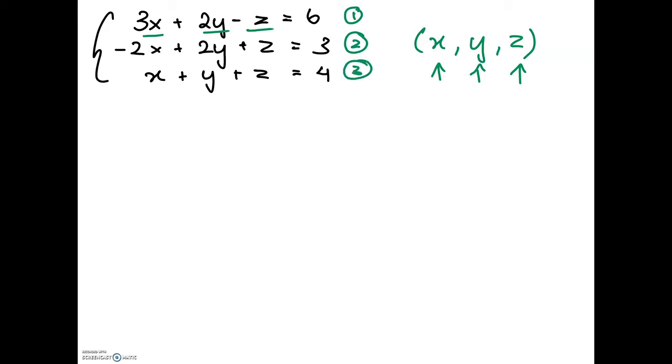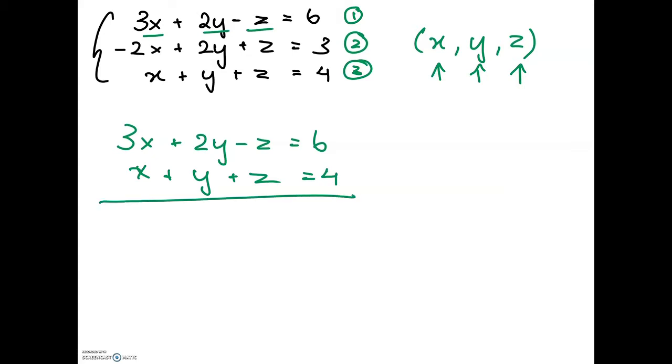And then you're just going to want to take any two equations and solve for one variable. So let's take 1 and 3. So let's do 3x plus 2y minus z is equal to 6, and then x plus y plus z is equal to 4. Now, from what you can see, both of the z's have the same coefficient, and that coefficient is 1.